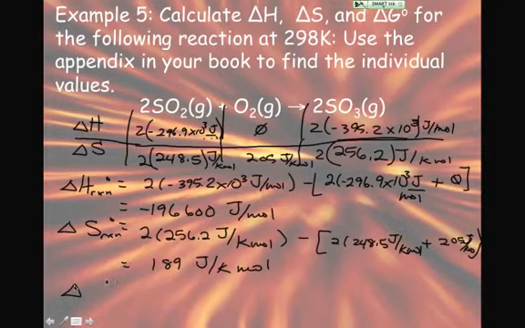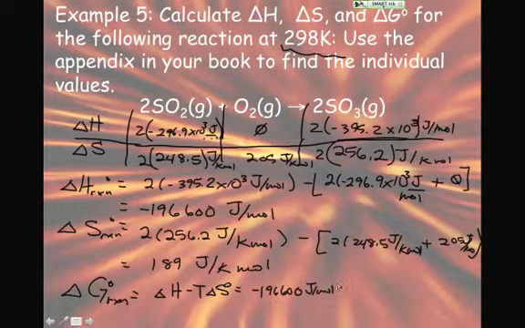Now we're ready to calculate Gibbs free energy change for this reaction. It's going to be delta H minus temperature times delta S. Temperature must be in kelvins, so let's check this. Yep, temperature's in kelvins. So let's put our numbers in and work it through on our calculator. Delta H was negative 196,600 joules per mole. And my temperature is 298 kelvins. We'll multiply that times our entropy change, 189 joules per Kelvin mole.